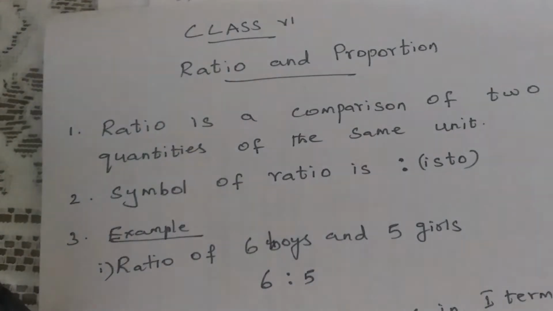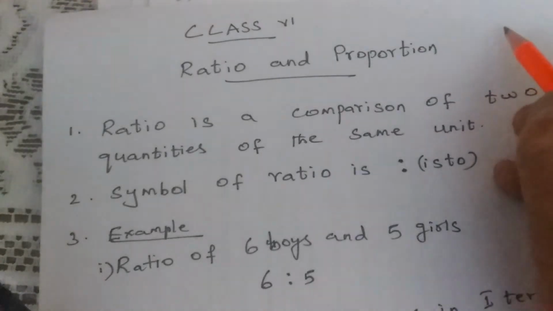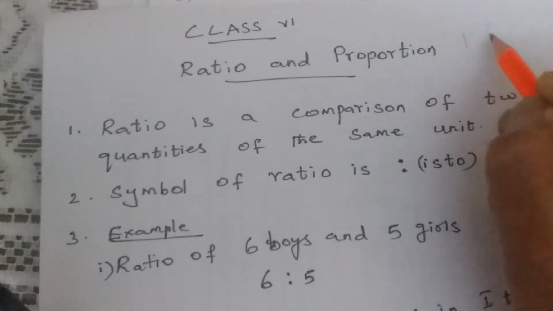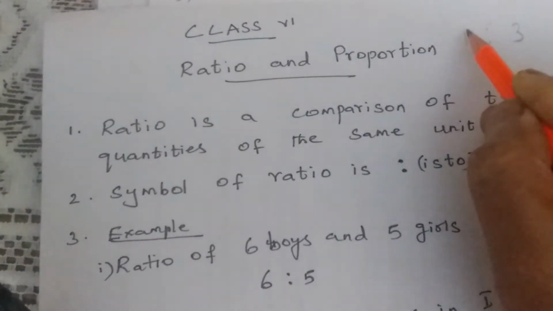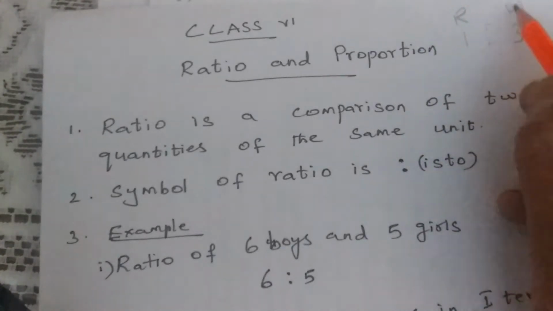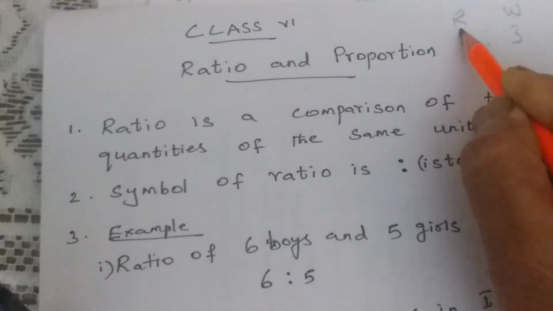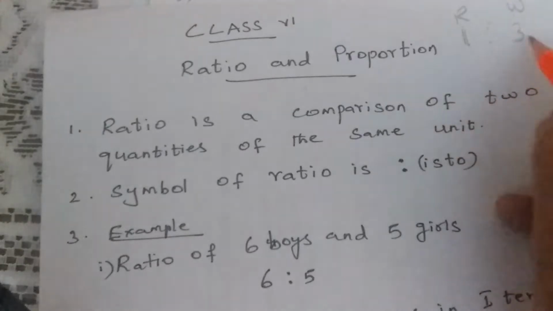And another nice example which we see in day-to-day life is, you can ask your mother at home while cooking rice, how much water and rice they use. You ask your parents and find out. If they put 1 cup to cook 1 cup rice, they may use 3 cups of water. So for 1 cup rice, 3 cups water. So the ratio of rice to water, R for rice, W for water, is 1:3.